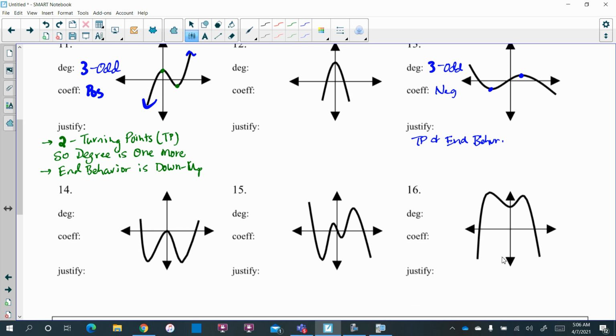Now, if I look at this one, we have 1, 2, 3, 4 turning points, but the degree is always 1 more than that. So if it's 4, this would be a 5, which again means we have an odd. Then I look at starting up and ending down. If it's up, down, then that's a negative. I think you have the hang of this. All right, so that takes care of that section.